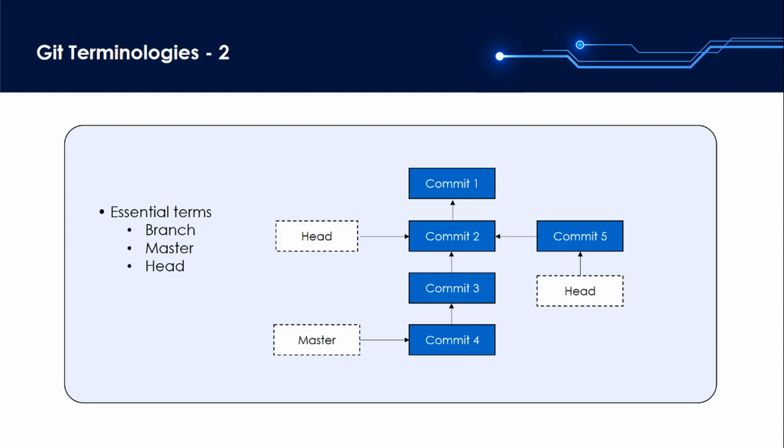Then, we have head, which is a pointer to the most recent commit on the current branch that is made by developers. In the sample figure, we can see that head points to the recent changes. Then we have commits, which are the branches, and all these commits are finally merged to the master.